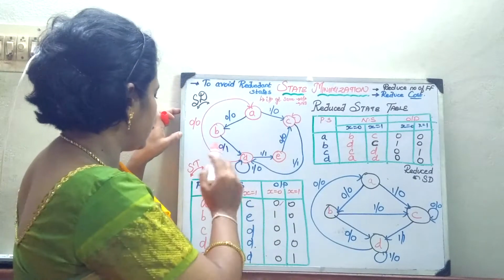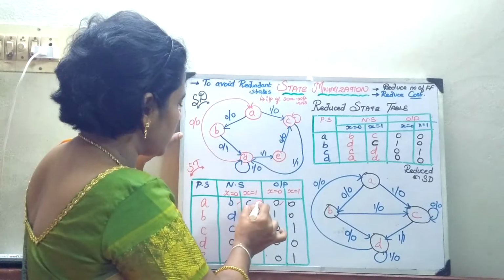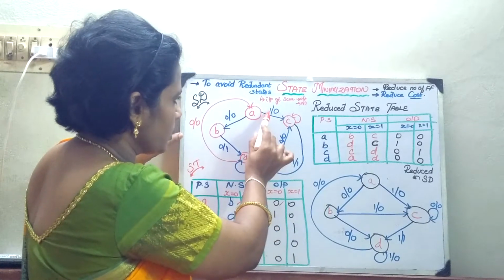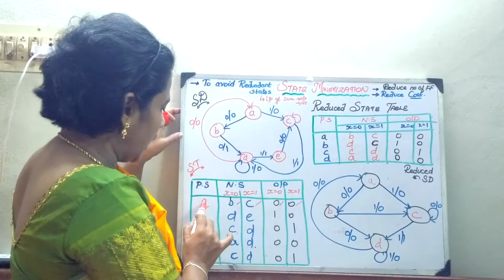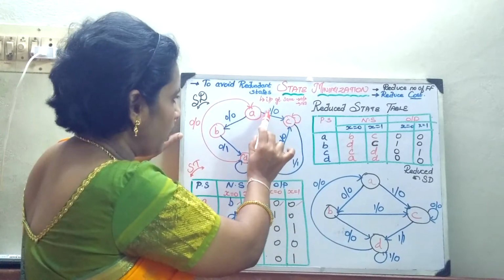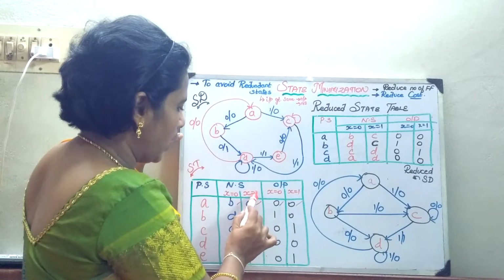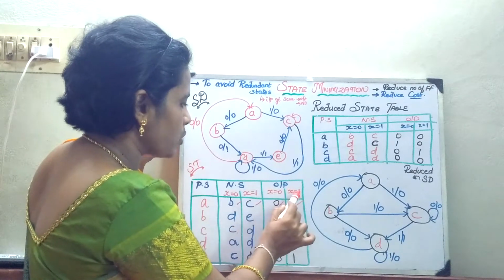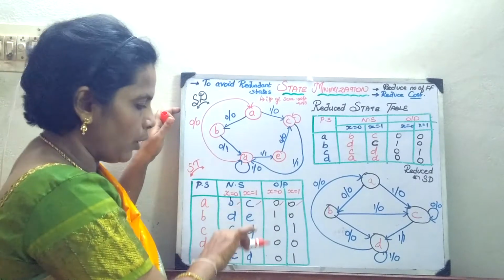Now the next case, A goes to state C when my input is 1 and my output is 0. So A goes to state C when my input is 1, and for the same input 1, what is my output? 0. In this fashion you have to fill the table.